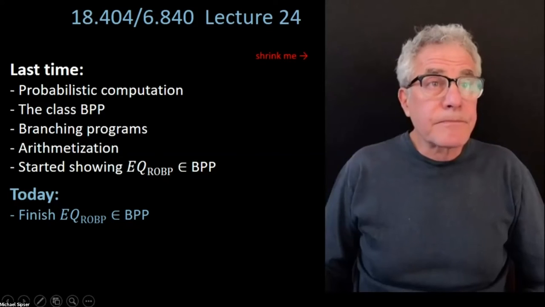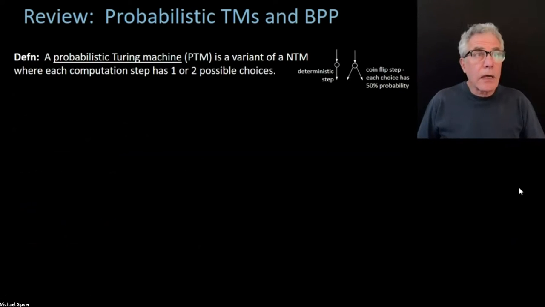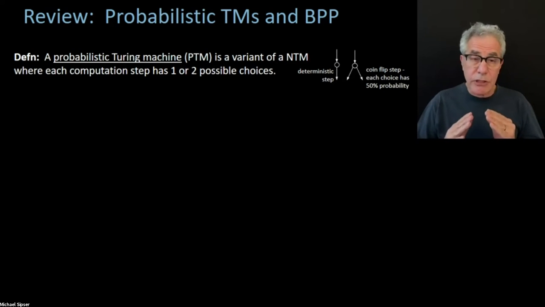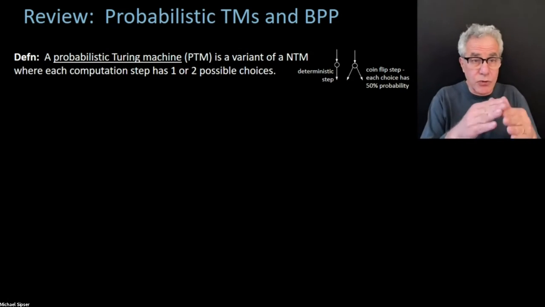Okay, so let's just remember what we were doing. So we introduced probabilistic Turing machines. Those are these machines that are a kind of non-deterministic machine, but there's a different rule for acceptance. And these are also non-deterministic machines which can either make one choice, just to have a deterministic move at a step, or they can make 2 choices.